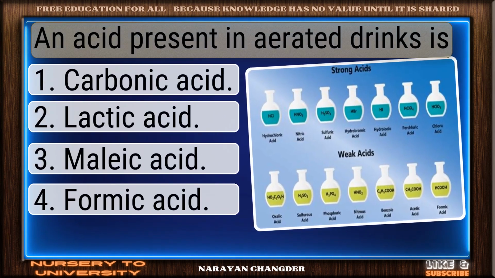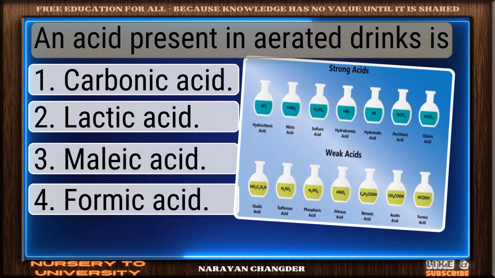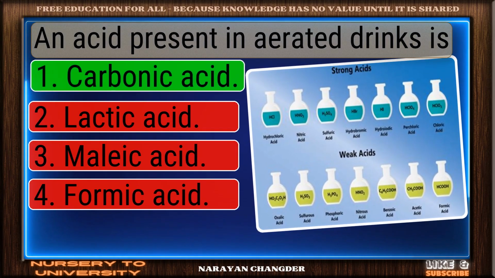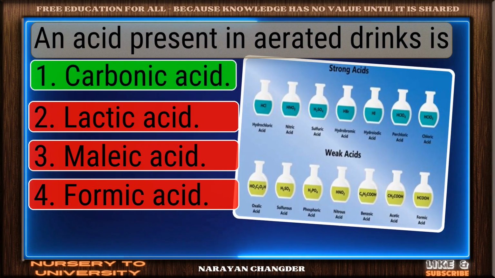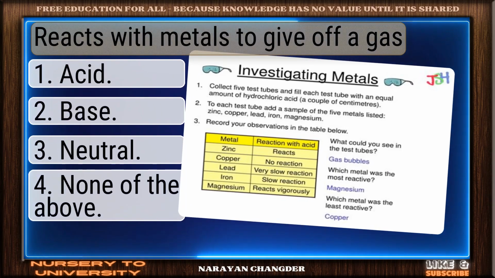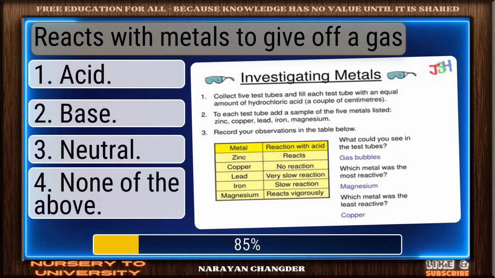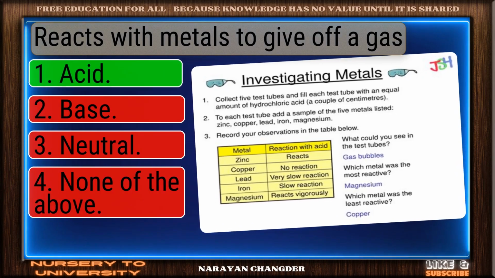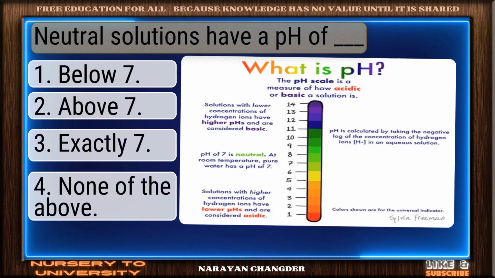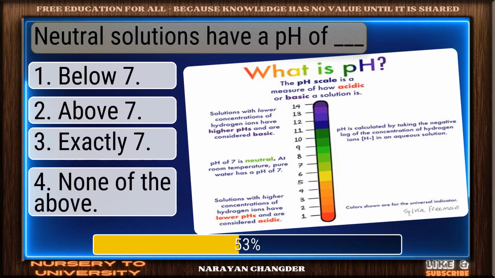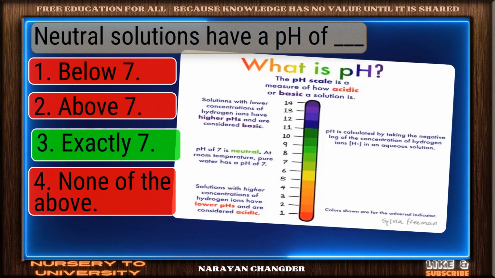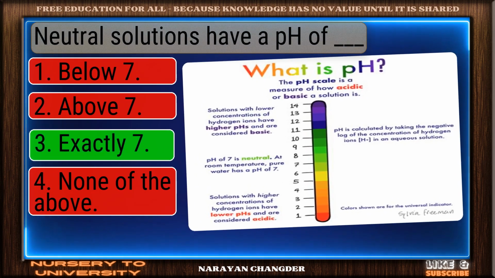Question number 79. An acid present in aerated drinks is? You chose carbonic acid, and it is correct. Question number 80. Reacts with metals to give off a gas. Strong choice. Acid is the right answer. Question number 81. Neutral solutions have a pH of dash. Clear logic. Your choice exactly 7 is sound and 100% true.